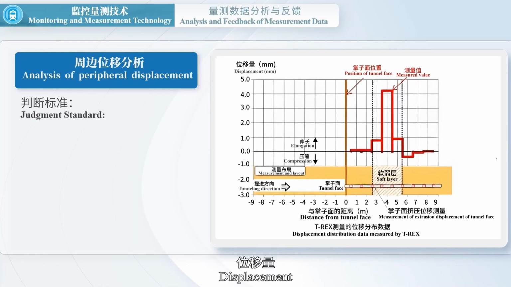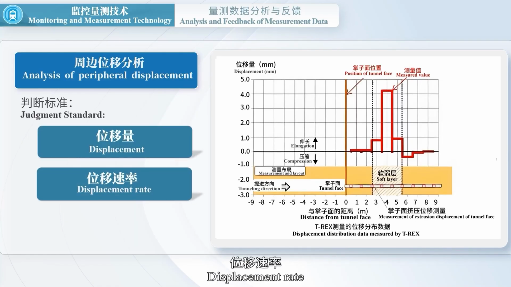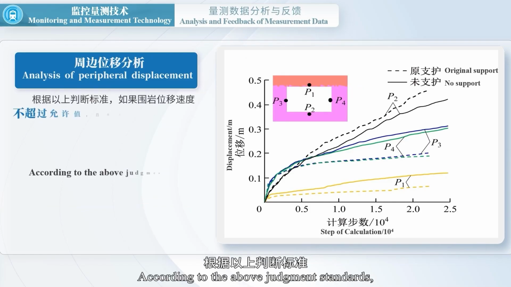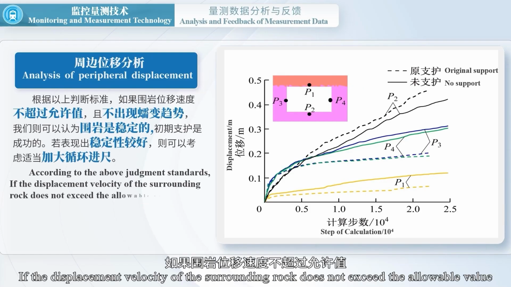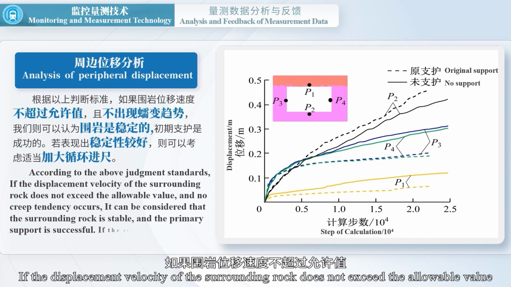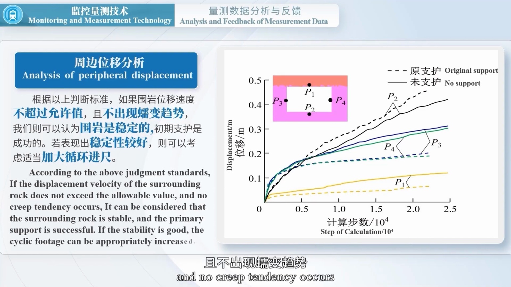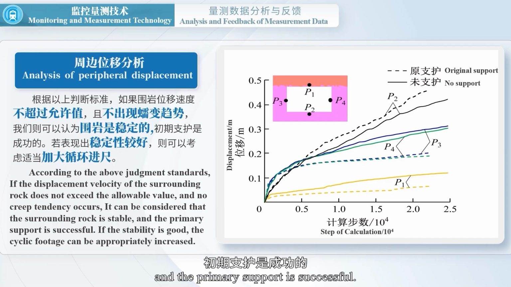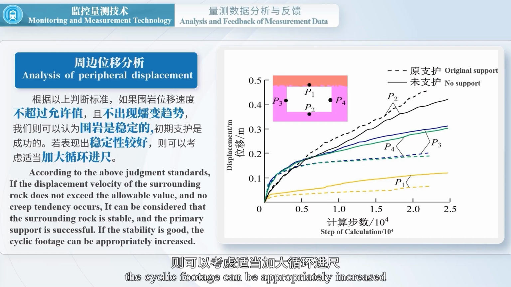Judgment standard: displacement, displacement rate, displacement acceleration. According to the above judgment standards, if the displacement velocity of the surrounding rock does not exceed the allowable value, and no creep tendency occurs, it can be considered that the surrounding rock is stable, and the primary support is successful. If the stability is good, the cyclic footage can be appropriately increased.